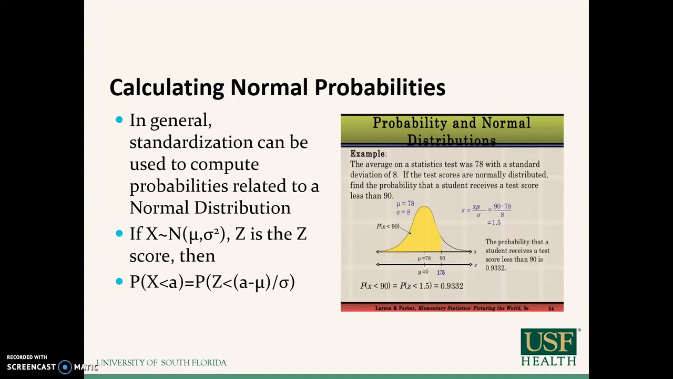And how do we calculate normal probabilities? In general, standardization can be used to compute probabilities related to a normal distribution. So basically, if x follows a normal distribution with mean mu and variance sigma squared and z is the Z score, then we want to calculate the probability of x less than a. This equals the probability of z less than (a minus mu) divided by sigma. So as long as we can calculate probability for the standard normal distribution, we can calculate probability for any normal distribution.